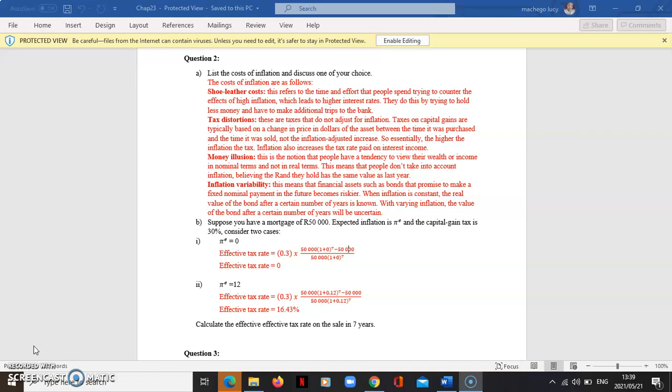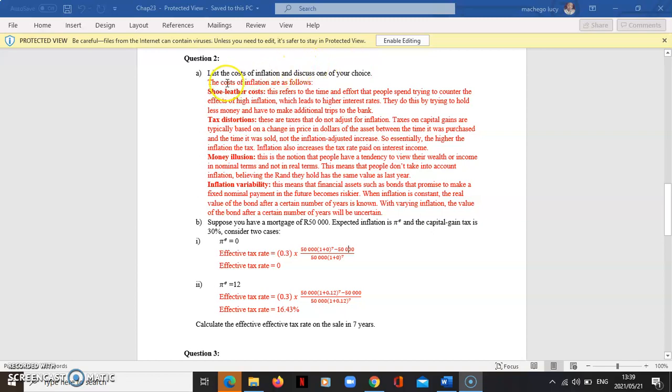Starting with question 2. Question 2a states that we have to list the cost of inflation and discuss one of our choice. Inflation is the general increase in the price level of goods and services which results in a decline in the purchasing power of money. Very important to always remember this definition.